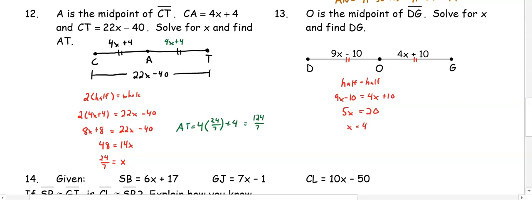Then to find DG, we can substitute into both pieces to find our whole length. So 4 times 9 minus 10 is going to get us 26. 4 times 4 plus 10 is also 26, which makes sense that those are equal because it was a midpoint. So DG then is going to equal 26 plus 26, which is 52.